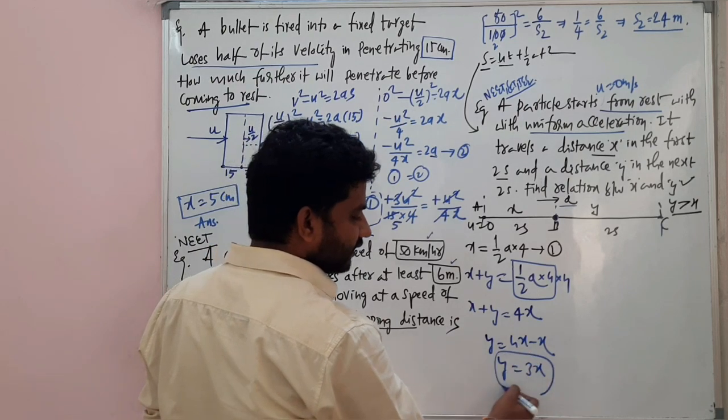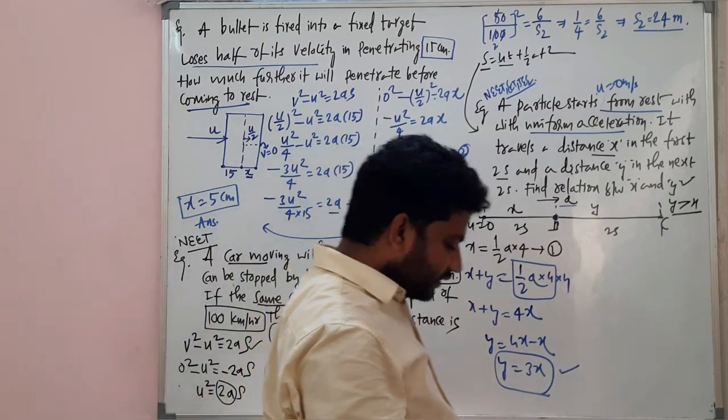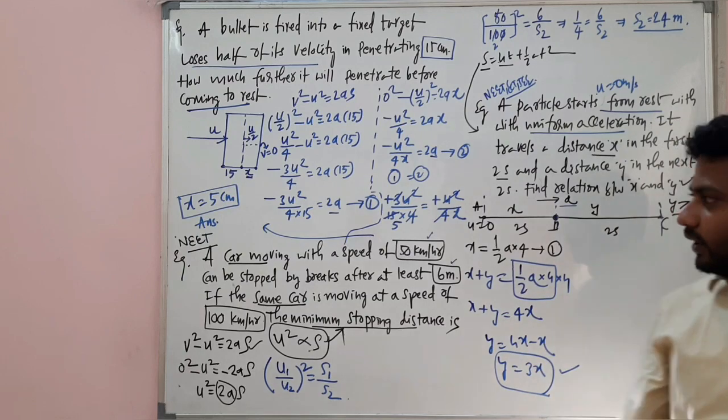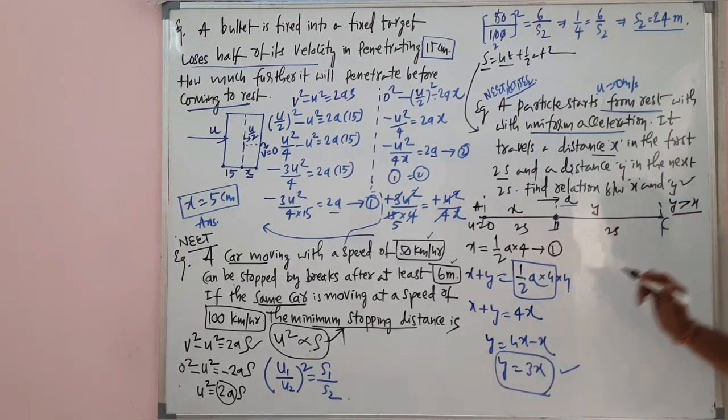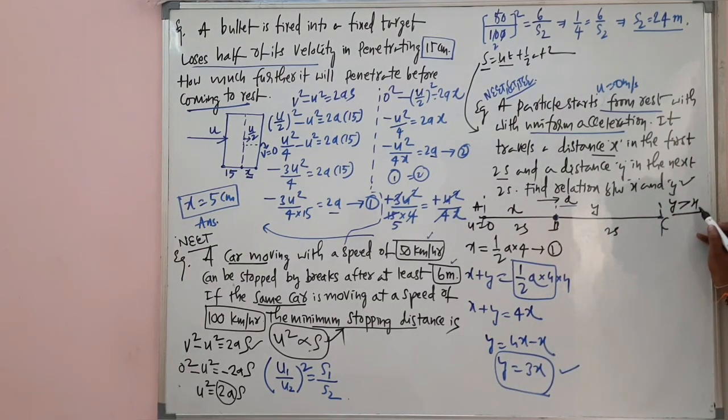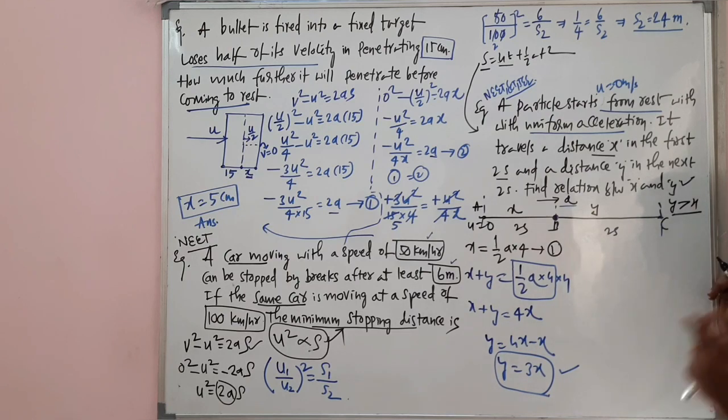Look at this interesting thing. So the relation is y is equal to 3 into x. If you carefully observe this, y is greater than x. Understand? Y value is how much? 3x. Is it greater than x or less than x? 3x is greater than x. So your answer is correct.